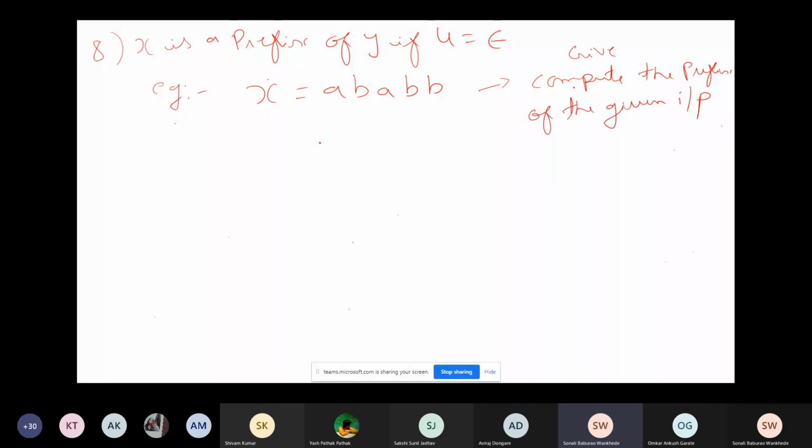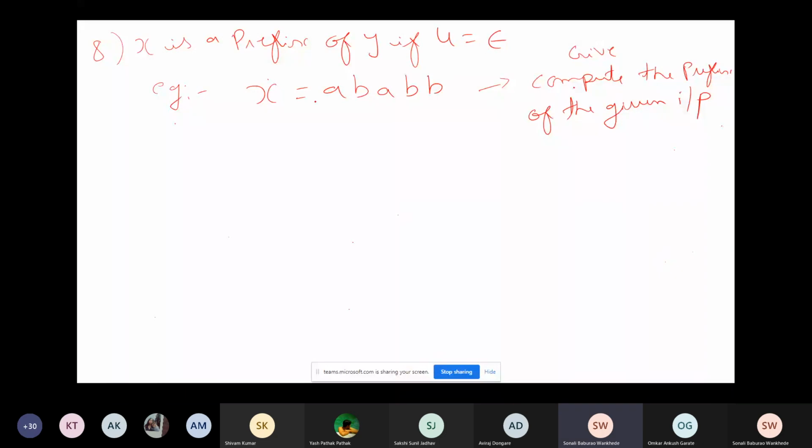So what will you do in this case? You have to check which is the prefix in this input. Okay, and our rule is what? X is a prefix of y if u is equal to epsilon.